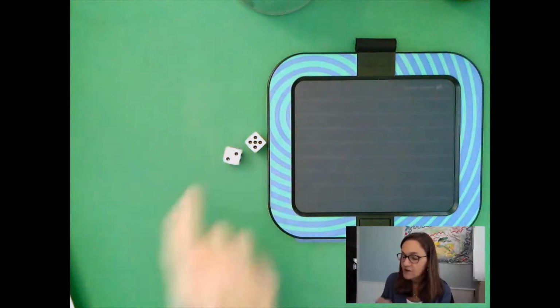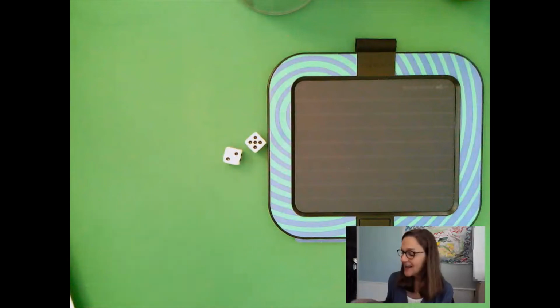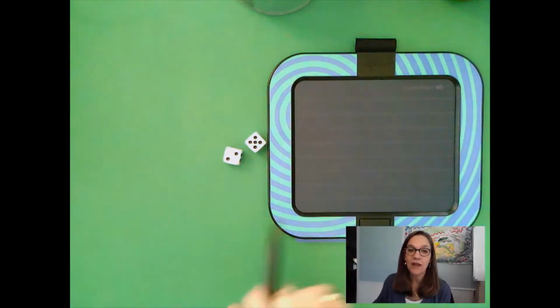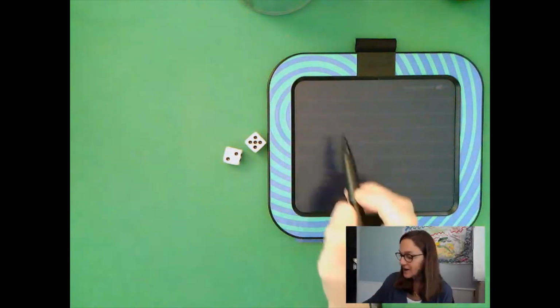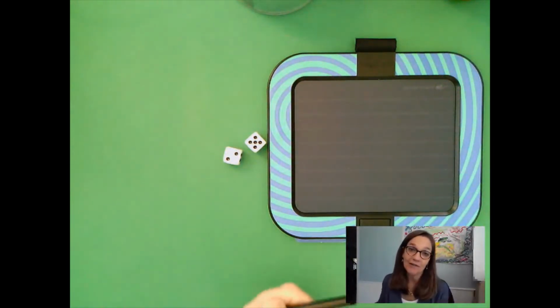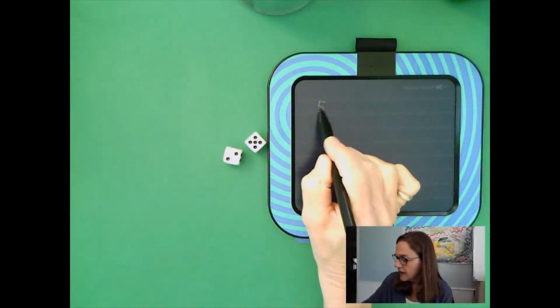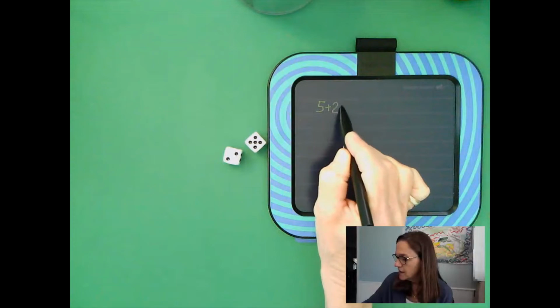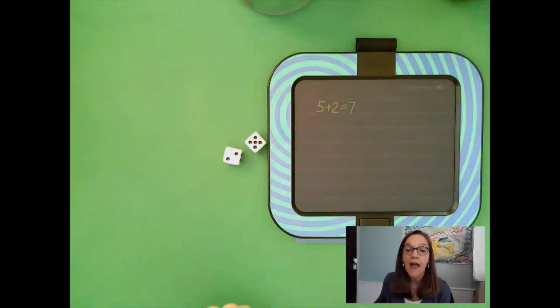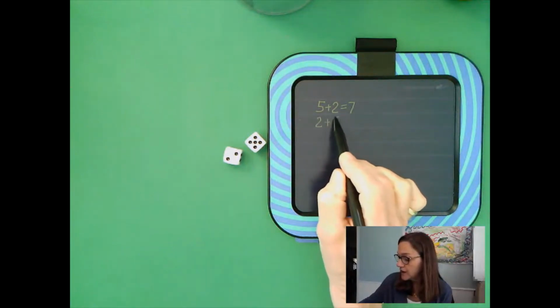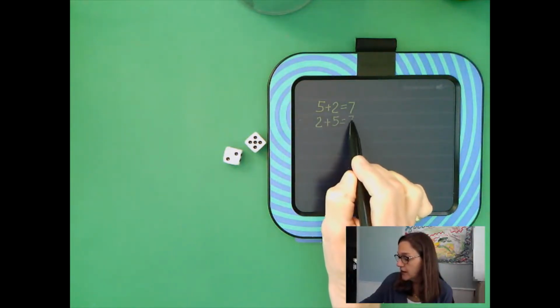So let me just help this along. Here's one of our combinations that adds up to 7, and that's 5 plus 2. So I'm going to just use this little boogie board that we have. We usually travel with it in the car, and then the boys can write or draw and erase and start all over again. Okay, so I'm going to go ahead and write 5 plus 2 equals 7. And we also know that the twin for that is 2 plus 5 equals 7.